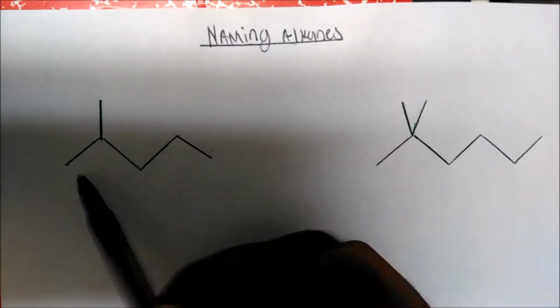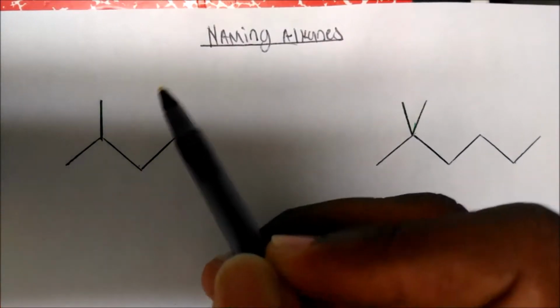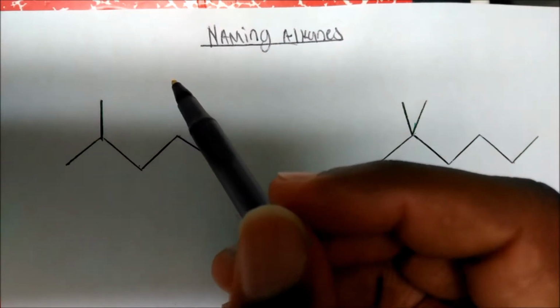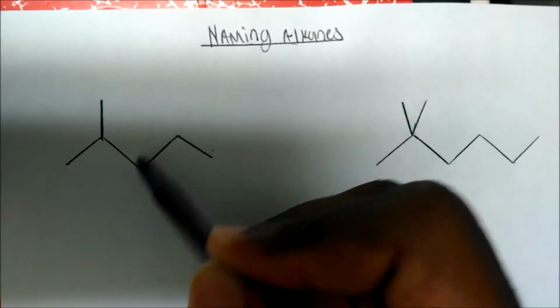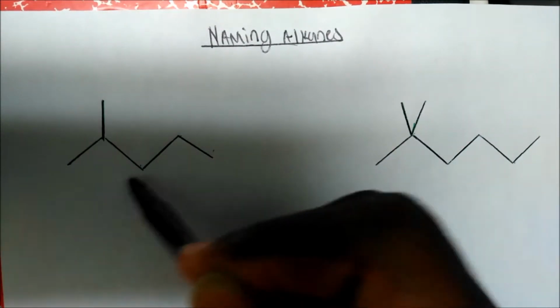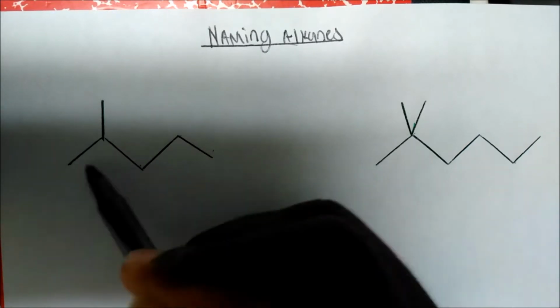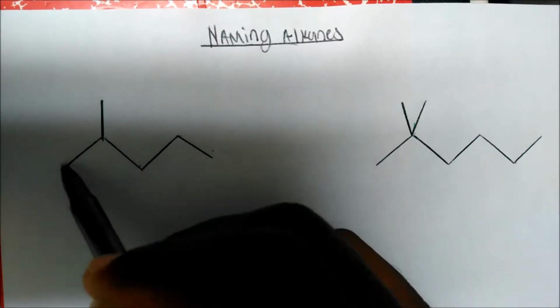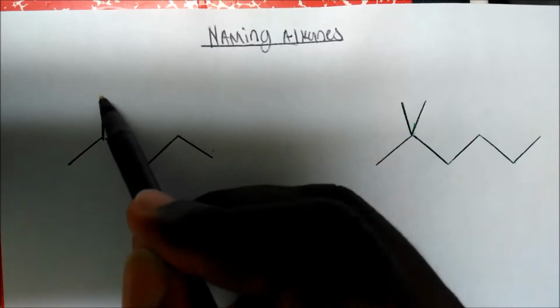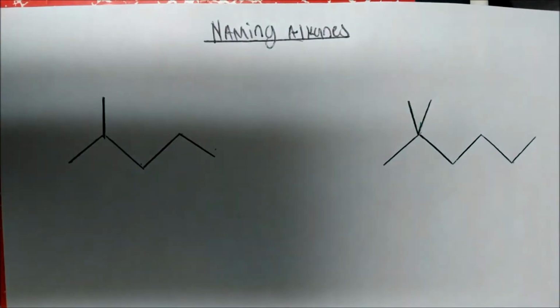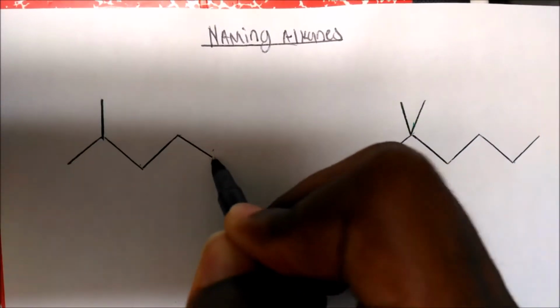All right. So I'm in a position where I could go two ways, but everyone should see that going straight across here is an easier way, instead of going up and then coming down. It makes much more sense to stay on the flat. So you want to count your longest continuous chain. So this is 1, 2, 3, 4, 5. So your parent chain in this situation will be pentane.